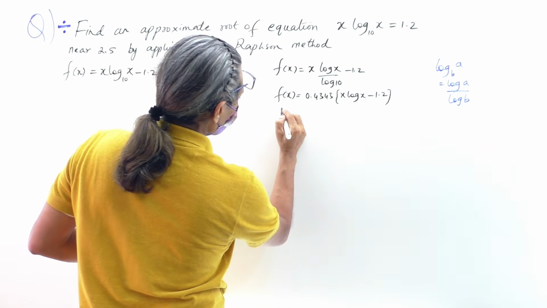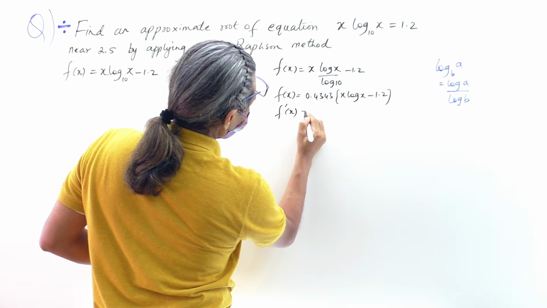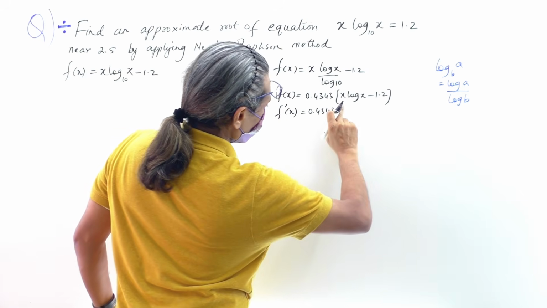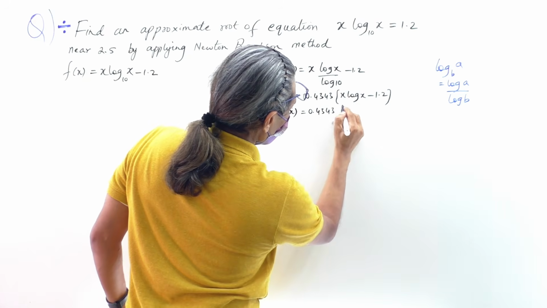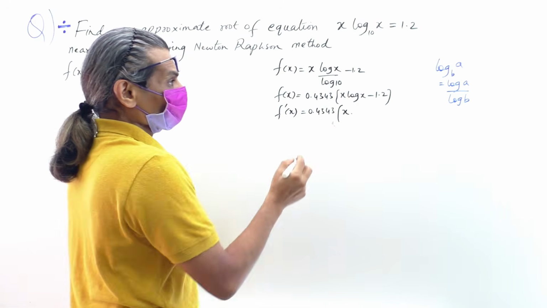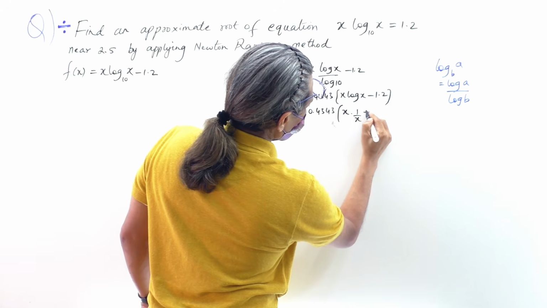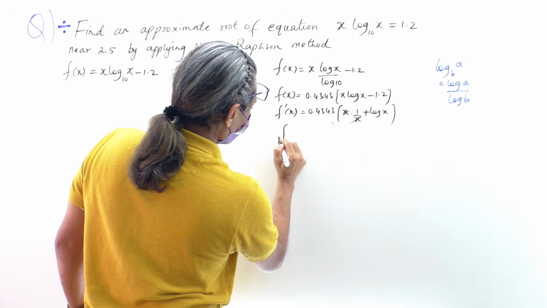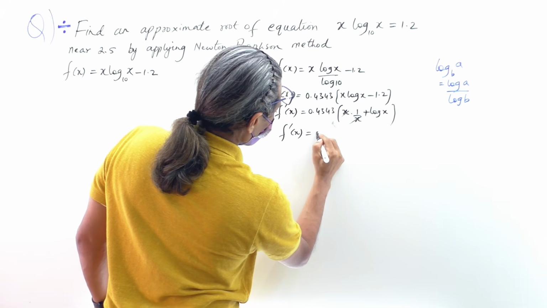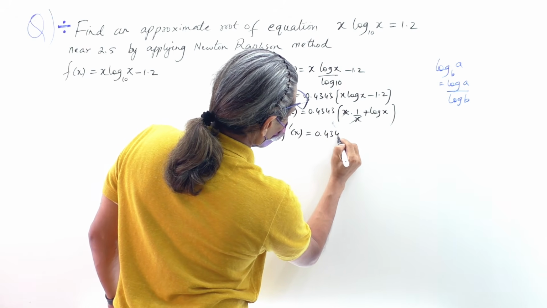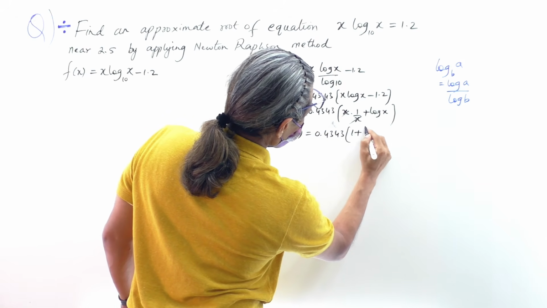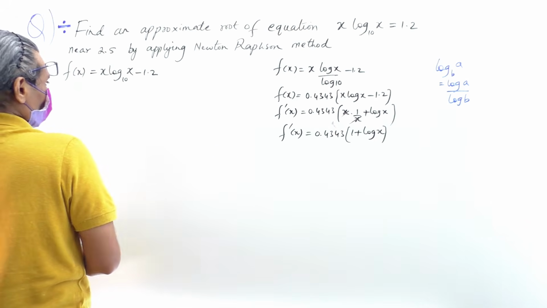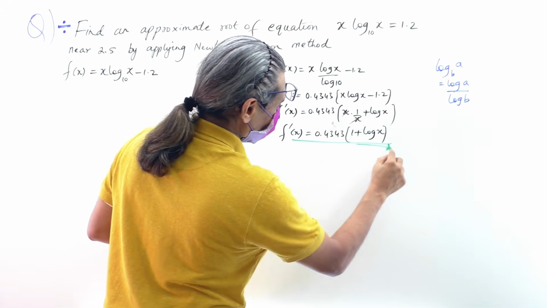Therefore the differentiation of this will be f dash of x equals 0.4343 as it is, into, see this differentiation correctly, x as it is, product rule: differentiation of log x is 1 by x, plus log x as it is, x differentiates to 1, and the constant to 0. So we get f dash of x clearly as 0.4343 into 1 plus log of x. So I found f dash of x here.